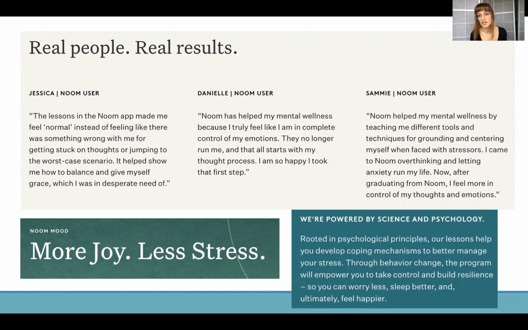This is some stuff I've taken from Noom Mood, from their website, which is an app that says the thing is more joy, less stress. So it's about learning lessons and changing behavior, so you improve your mood and have less stress. It gives little bits of information based on AI, based on people's habits. What can they do to improve this personalized situation?